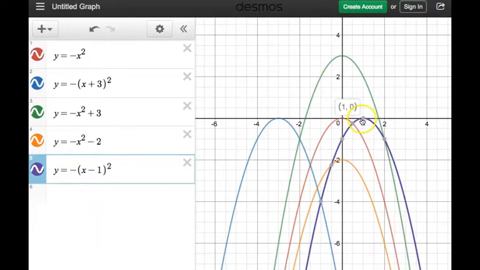Shifted to the right 1 unit. Negative bracket x minus 1 squared. Because we look at it from the outside, we say it's negative x squared type, concave down. There's a sideways shift of 1 unit because that's contained in the brackets.